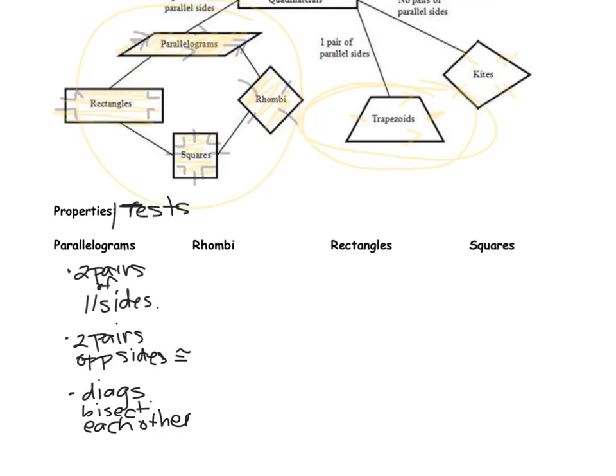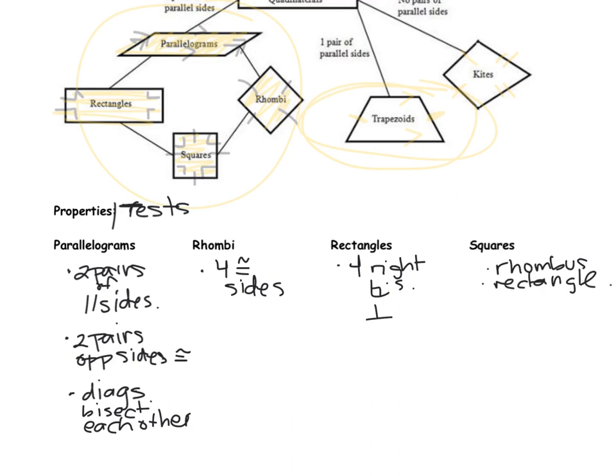To prove that something is a rhombus, we need to show 4 congruent sides. That's the definition. To show that something is a rectangle, we need to show 4 right angles. Remember, a right angle is going to be shown by perpendicular sides. And then for a square, we need to show that something is both a rhombus and a rectangle.